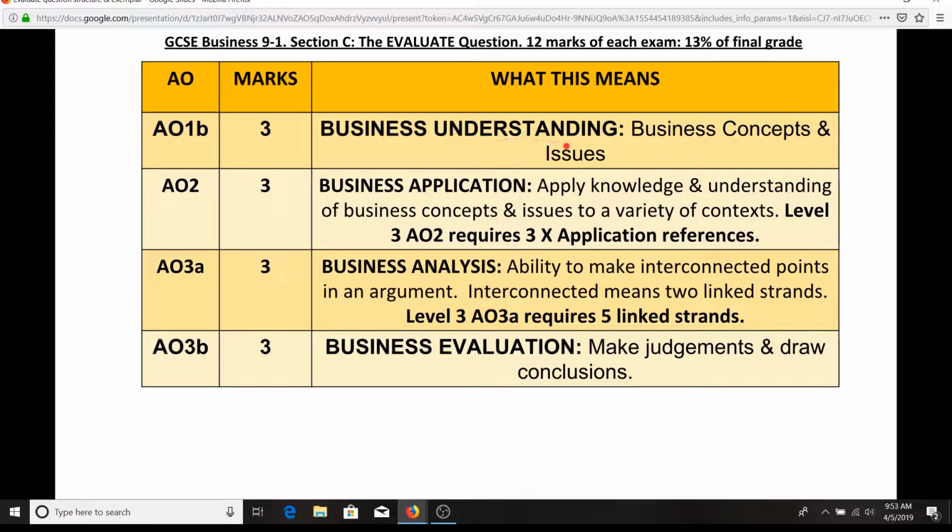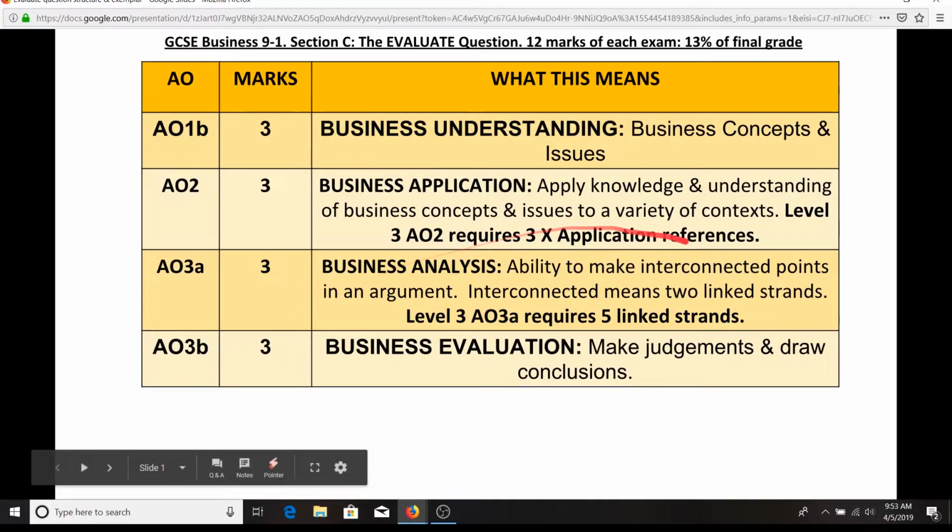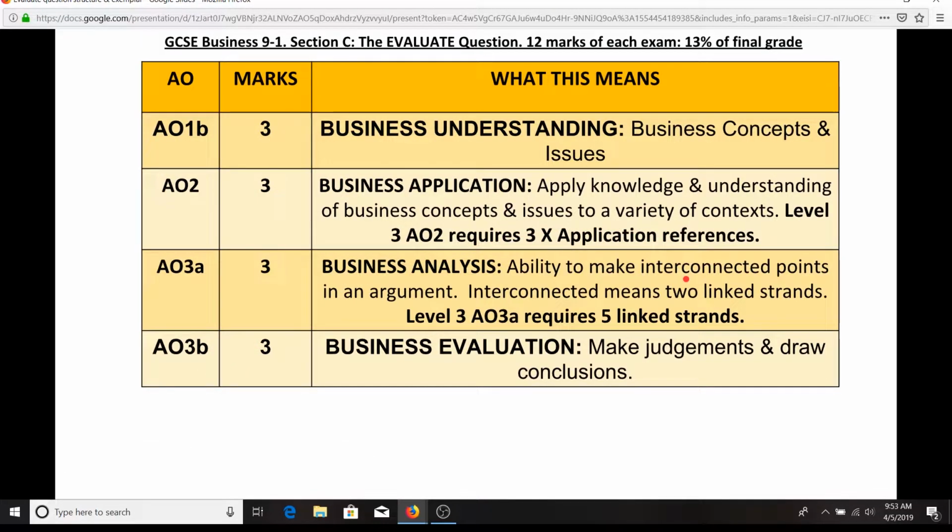So ultimately, we can see the actual breakdown of the different assessment objectives here: AO1, AO2, AO3A, the analysis, and AO3B, the evaluation. I've just put a little description there as to what each of those actually refer to. So that gives you a pretty good grasp of what we're talking about here.